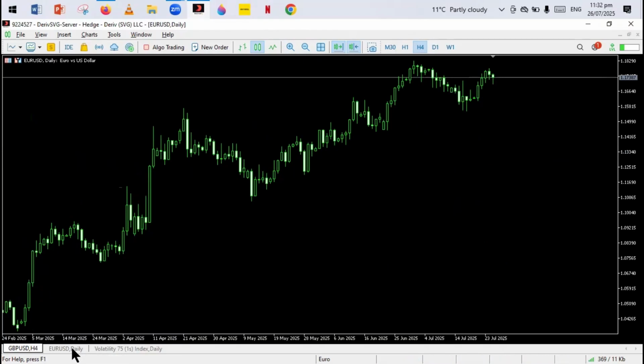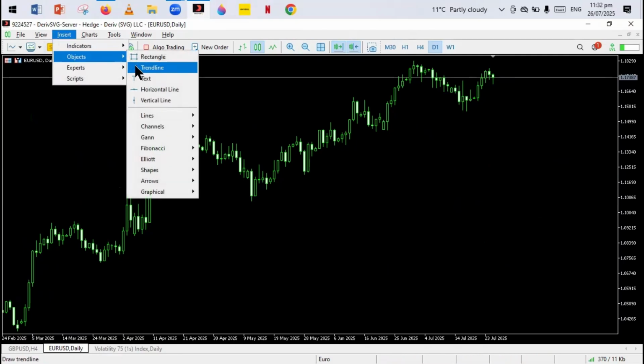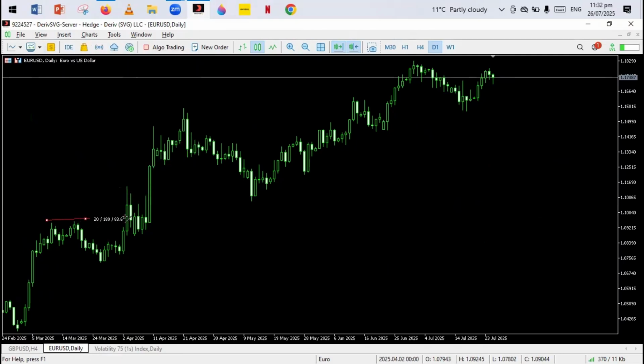If we go to the EUR USD, if we start here, we have a break of structure. That is a break of structure. And then our order block, that is our order block. However, as we can see, price did not react from the order block.